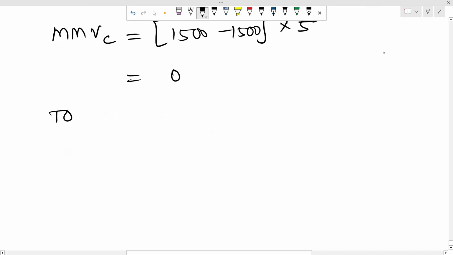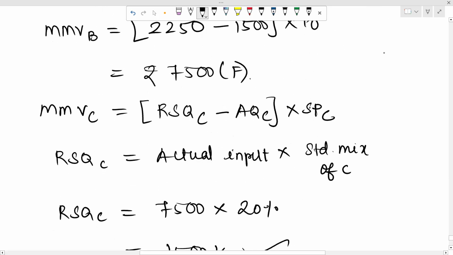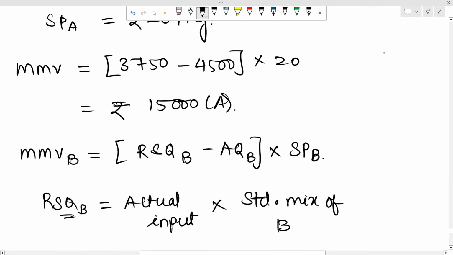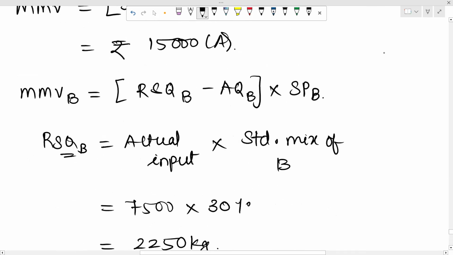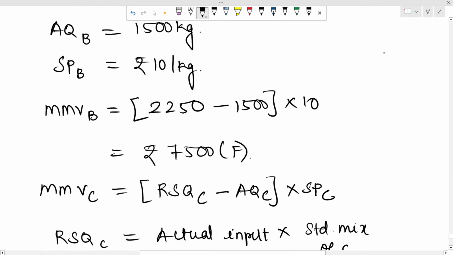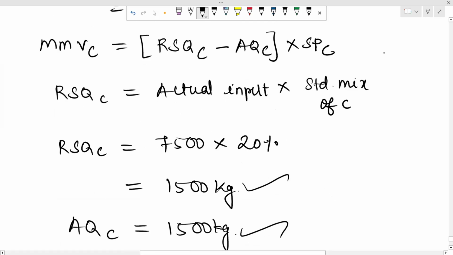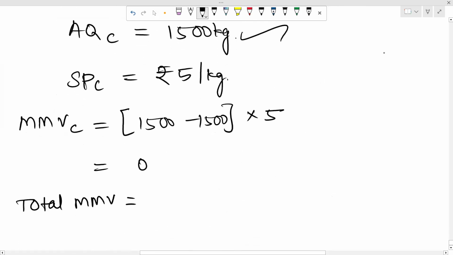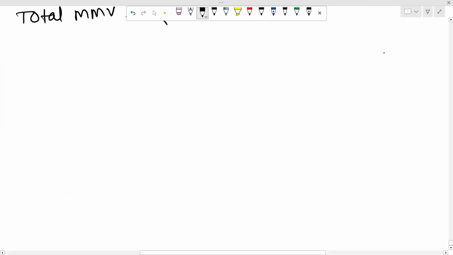So now let's calculate the total material mix variance. Material mix variance for A is 15,000 negative. So negative 15,000. And for raw material B, it is positive 7,500. So negative 15,000 plus 7,500, we get negative 7,500. For raw material C, there is no mix variance. So the total material mix variance will be rupees 7,500 negative. It is nothing but 7,500 rupees adverse.